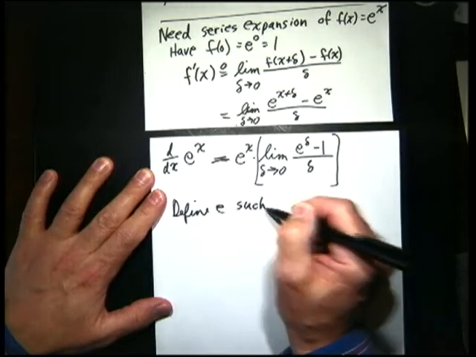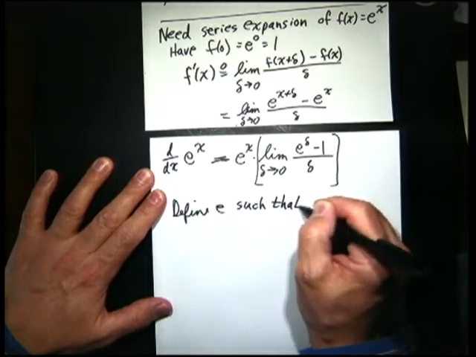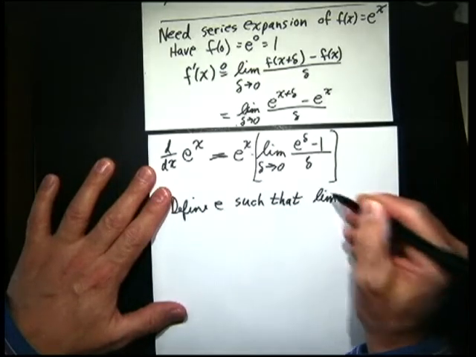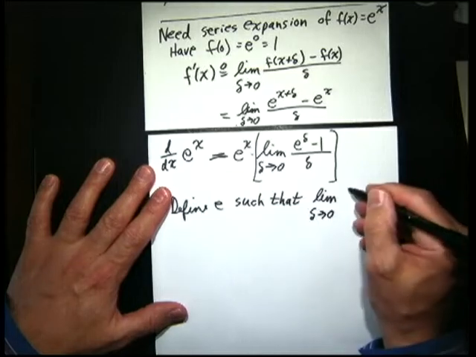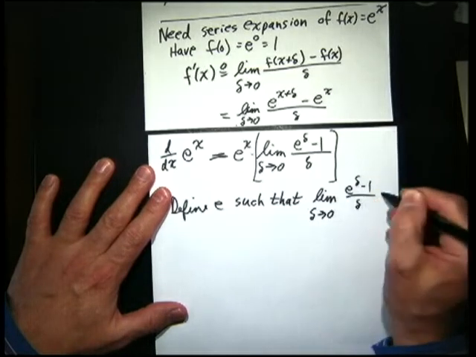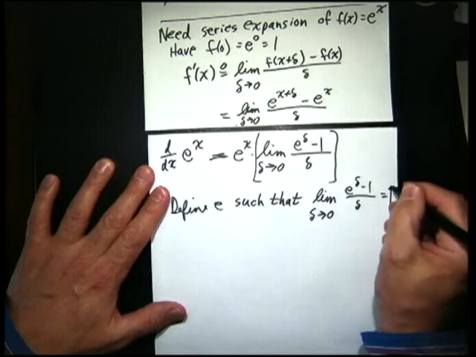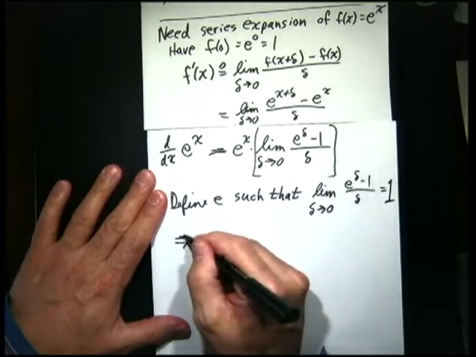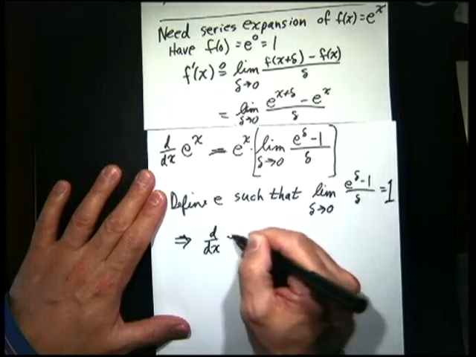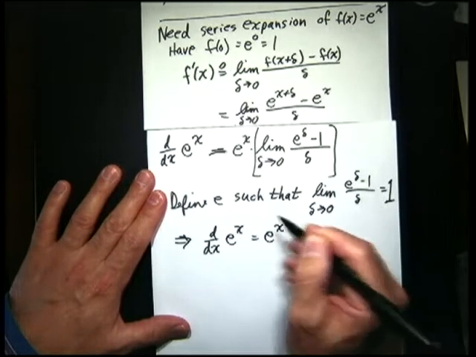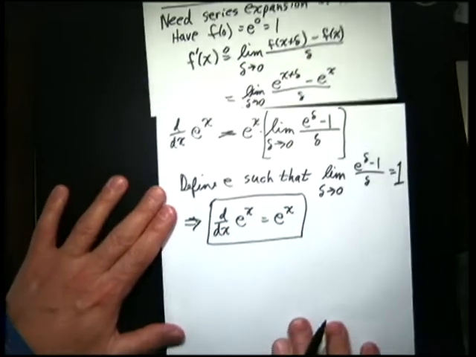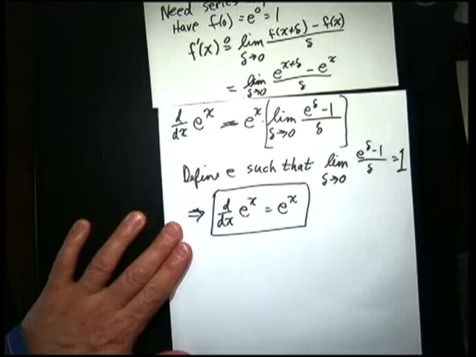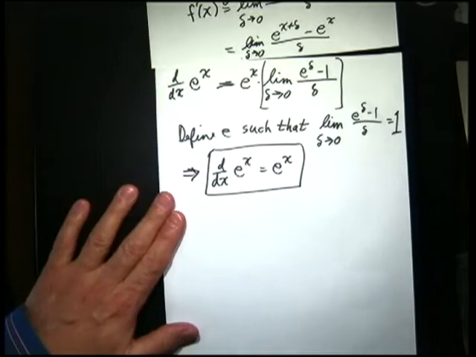such that, I mean, we have to make sure that it works, that nothing blows up, nothing's infinity and so on. So define e such that the limit as delta goes to 0 of e to the delta minus 1 over delta equals 1. And then that will imply that the derivative with respect to x of e to the x equals e to the x. e to the x is its own derivative. Well then, say we do that, then what is e? Let's see what e has to be to make that true.